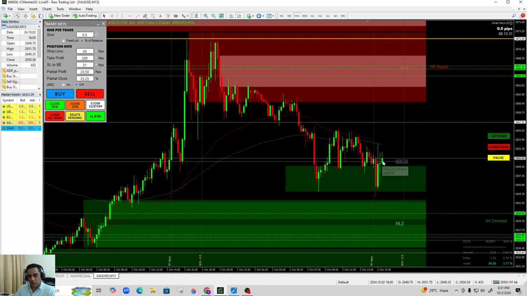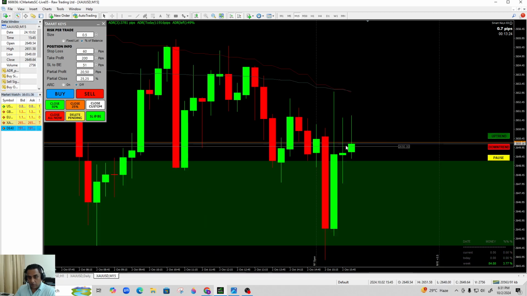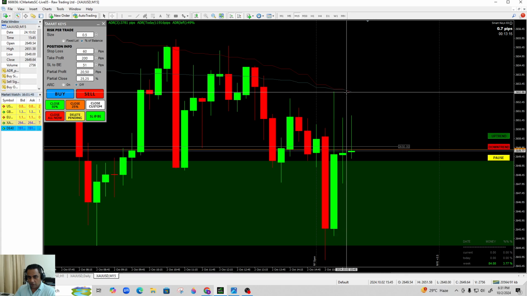But a 15-minute candle needs to close above this. Until this happens, there is nothing. Now this candle is what you can call an inside bar candle, right? This M15 candle. It's in between the high and the low, or between the range of this candle.